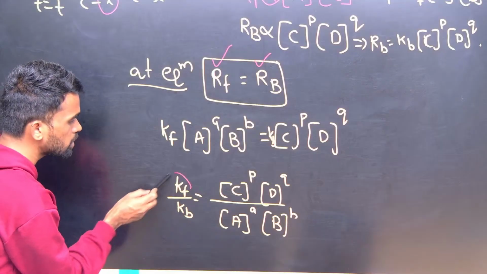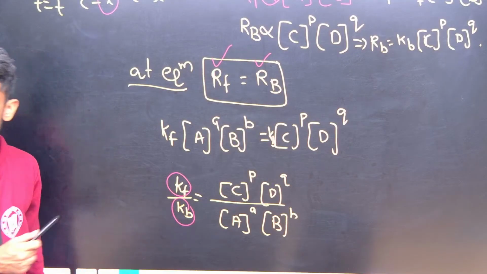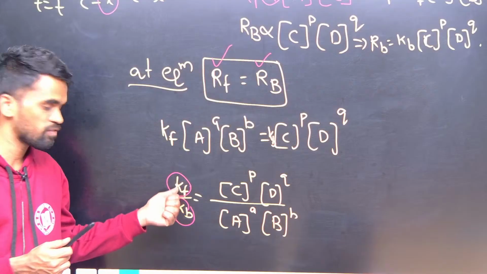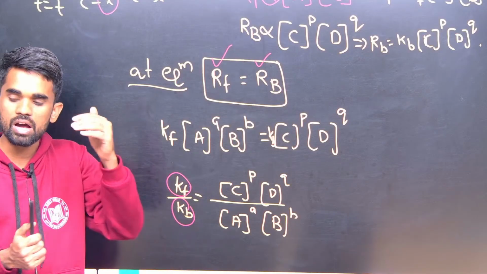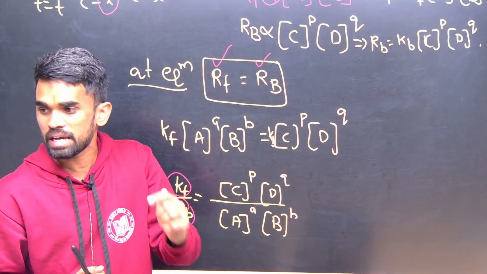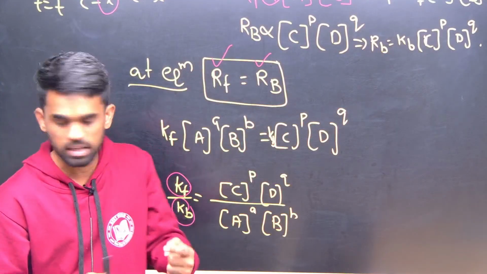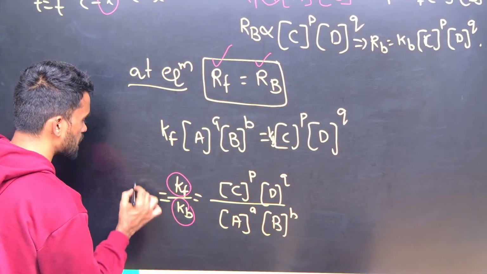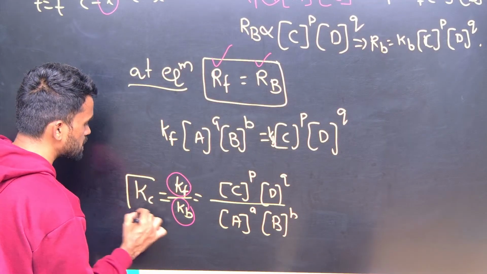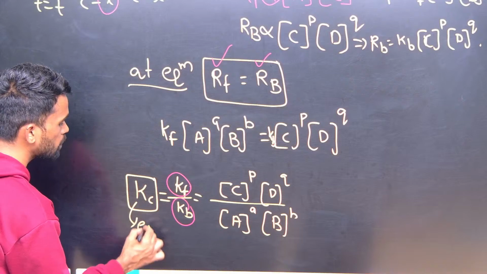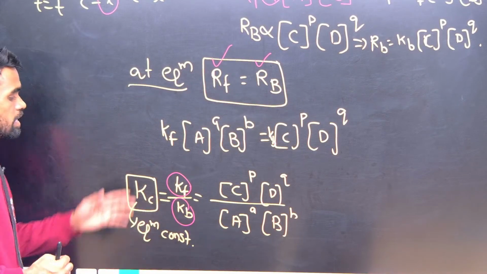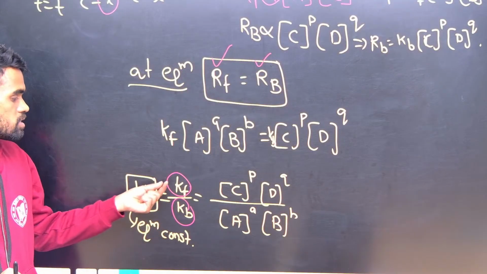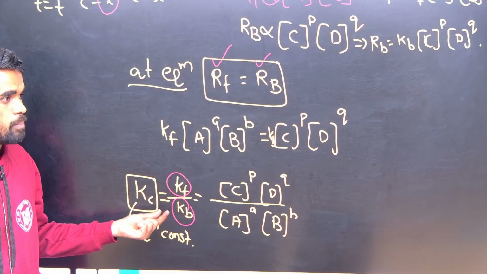So here both Kf and Kb are constants. Kf is the forward reaction constant, and Kb is the backward reaction constant. The ratio of two constants will again be a new constant, right? So that new constant I am calling Kc. So what is this Kc? It should be called the equilibrium constant. So the equilibrium constant is what? Kf by Kb: the rate constant for forward divided by the rate constant for backward.